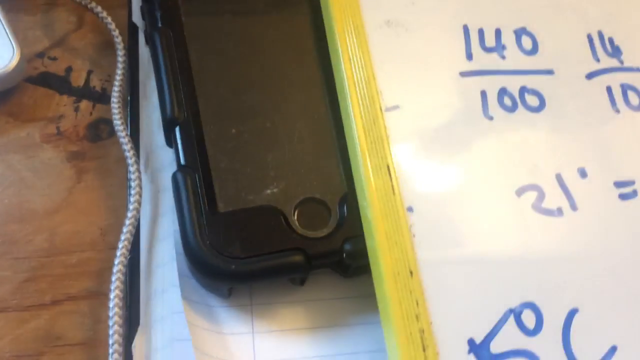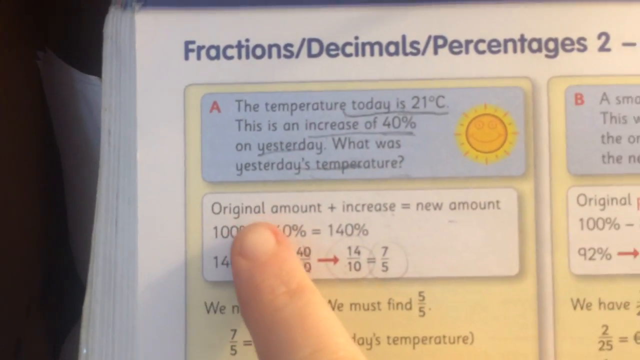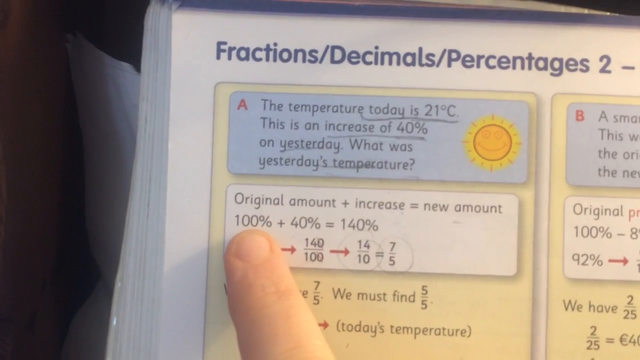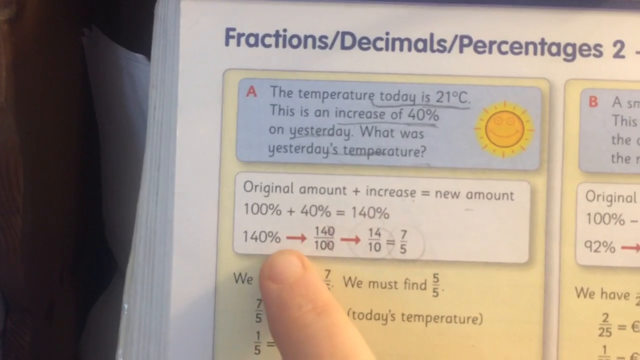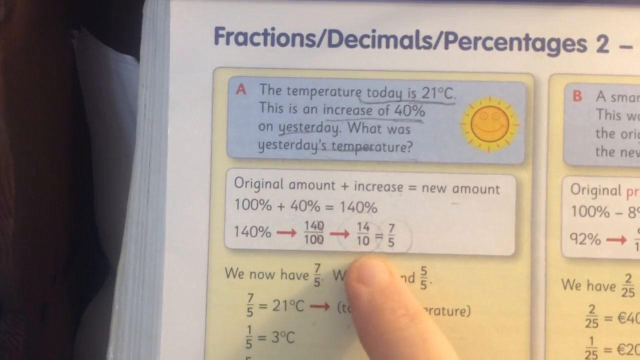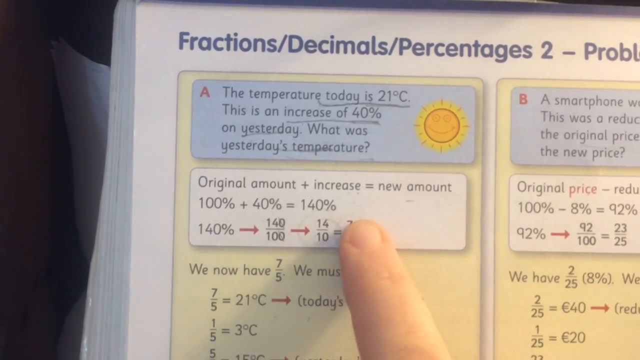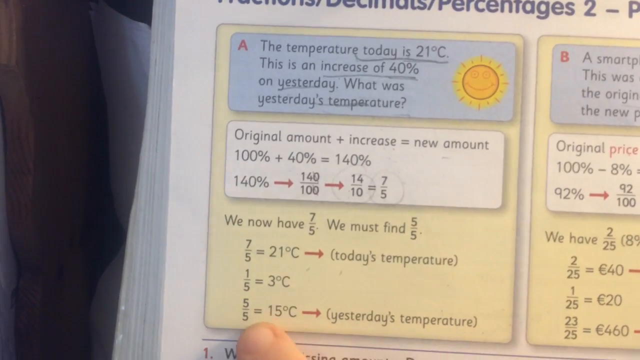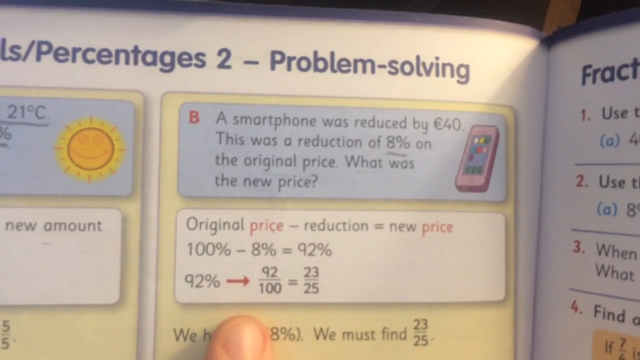Okay? All right. Now it can be complicated, but look up here and just see. It says the original amount plus the increase equals the new amount. So 100%, which was yesterday, plus 40% equals 140%. Then you turn it into your fraction and you realize that 21 is equal to 7/5. So we divide by 7 in order to get 1/5, and then we multiply it by 5 to get yesterday's temperature.